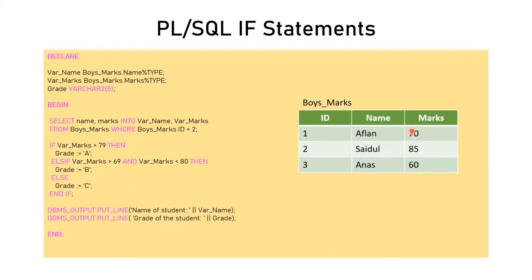So from our table, we can see that since the marks of the student with student ID 2 is 85, he falls under the first category, so his grade should be A. Let's run this program in our SQL console and see if that is actually what we get.